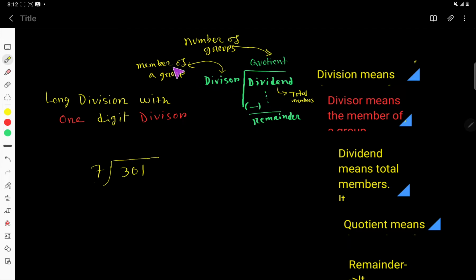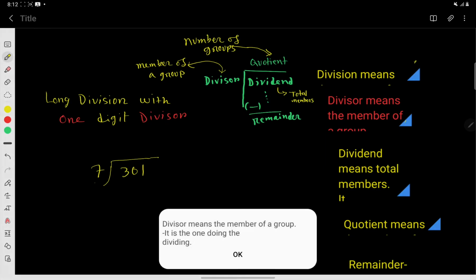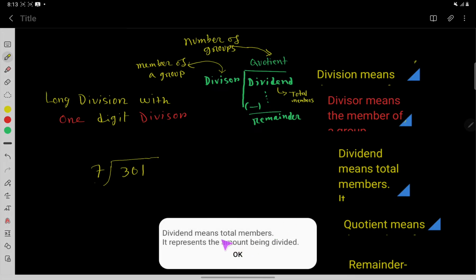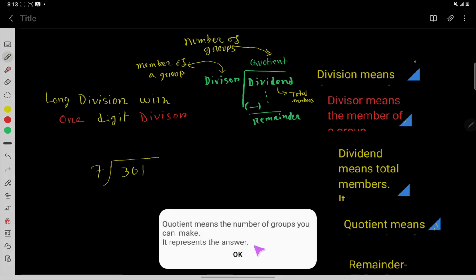A divisor means the members of a group. Here the members of a group is 7. Then quotient means the number of groups. That is, we are going to find out the quotient, that is the number of groups, how many groups we can form, and the members of each group will be 7, and in total we have 301 members, that is the dividend. So what do we mean by division? Division means the process of making groups. Then divisor means the members of a group, and dividend means the total members, and quotient means the number of groups you can make, right?